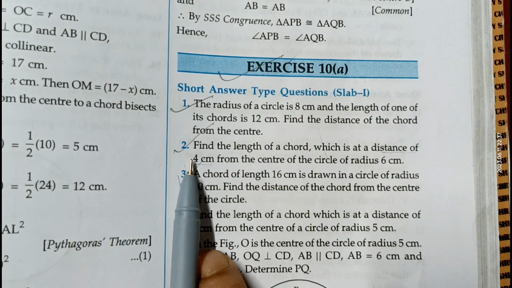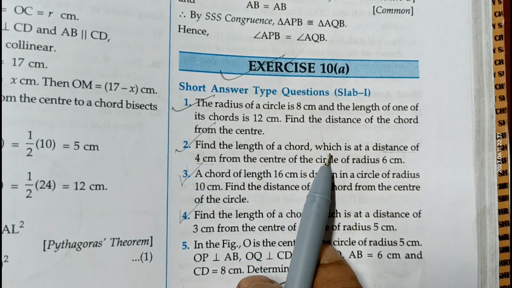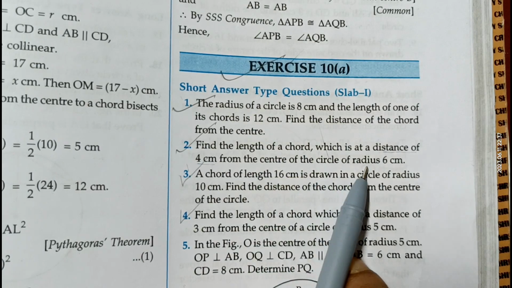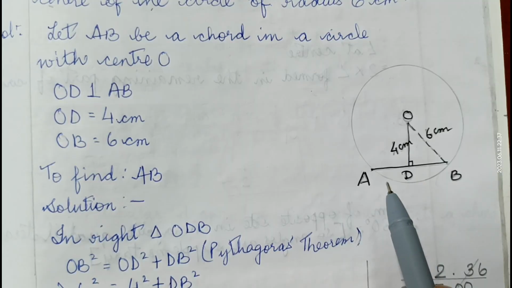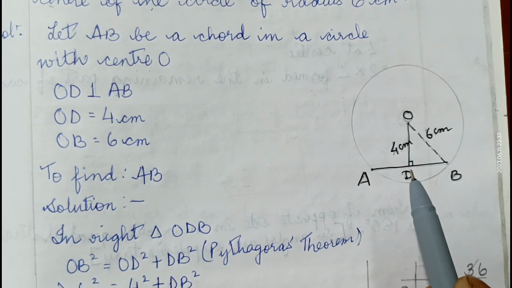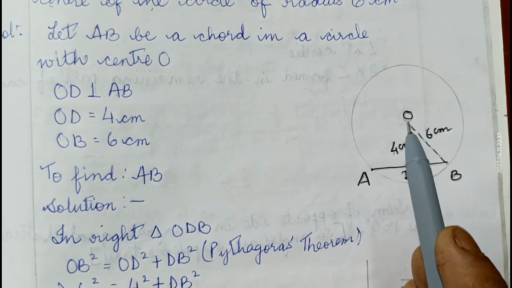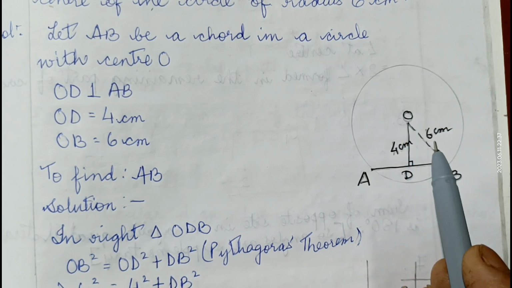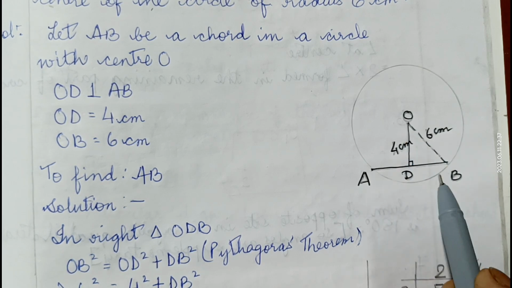In question number 2, it is given: find the length of a chord which is at a distance of 4 cm from the center of a circle of radius 6 cm. Here we have considered, let AB be a chord in a circle with center O. Here OD is perpendicular to AB. OD is 4 cm, which is the perpendicular, and OB is 6 cm. We have to calculate the length of AB.